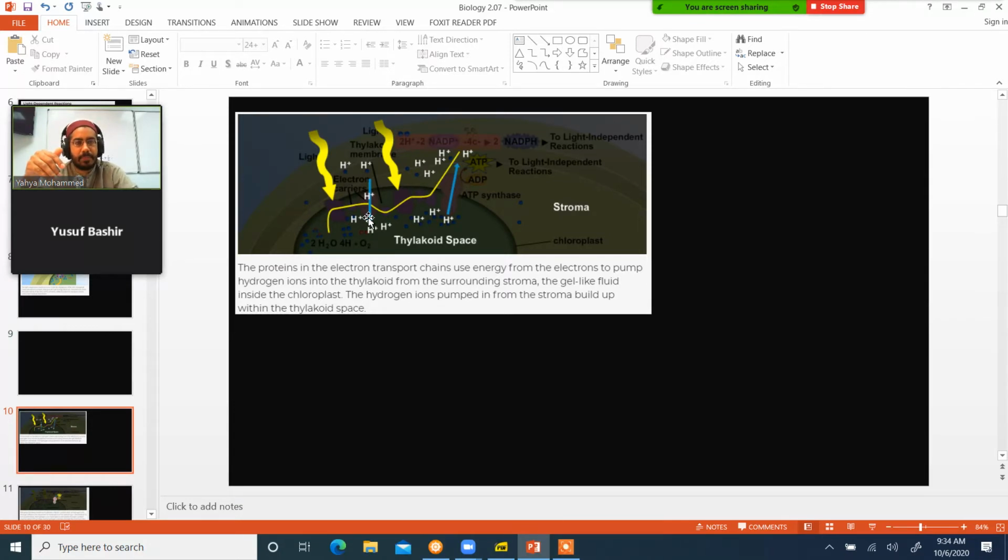So it forces it into the thylakoid area, where the thylakoids are. It forces all this hydrogen in, right? See that? This arrow coming in forces all the hydrogen in. All right.